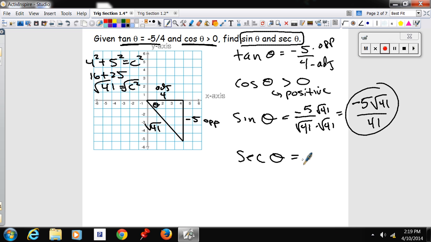Now, what 2 sides does secant represent? What over what would be secant? Hypotenuse over adjacent, because it's the reciprocal of cosine, CAH. So it's got to be HA, right? Hypotenuse, adjacent. So hypotenuse over adjacent is going to be radical 41. That's nice that one's on top. And adjacent would be my positive 4. So there's your secant. Secant would be radical 41 over 4.